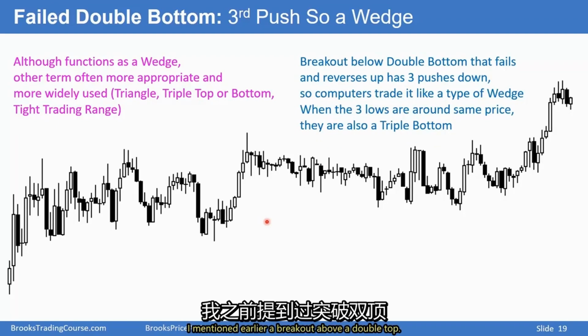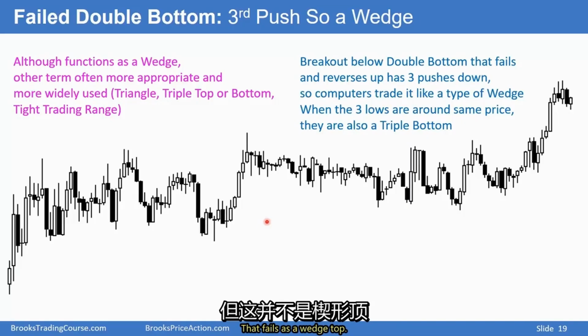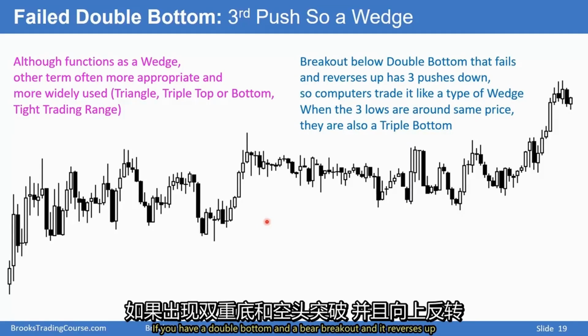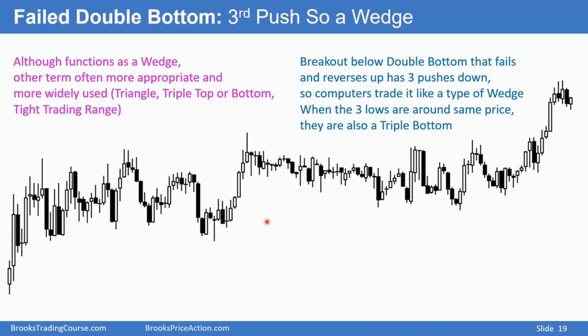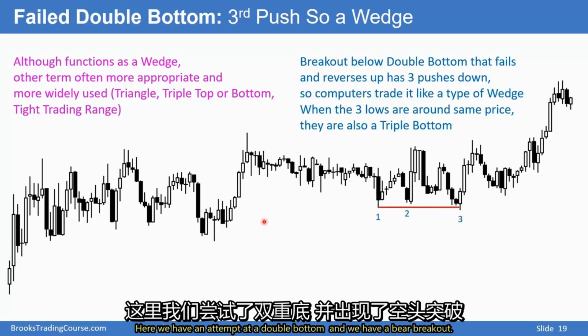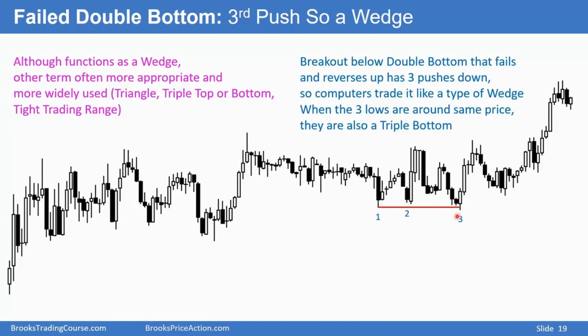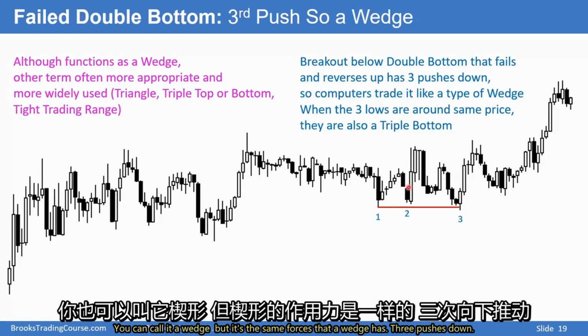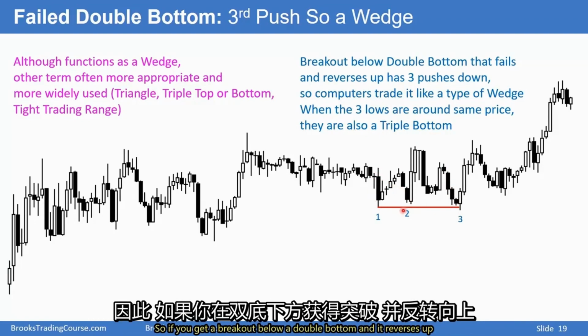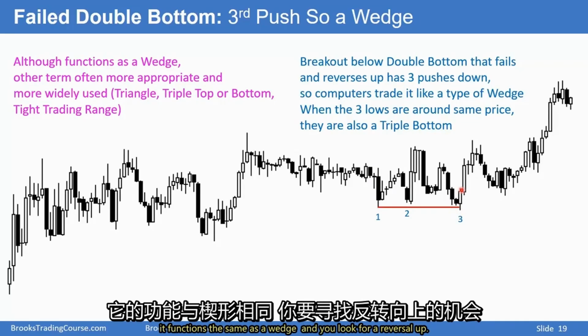I mentioned earlier a breakout above a double top that fails is a wedge top. If you have a double bottom and a bear breakout and it reverses up, you have 3 pushes down. Computers will treat it like a wedge. Here we have an attempt at a double bottom, and we have a bear breakout. 3 pushes down, 1, 2, 3. To me, it's functionally the same as a wedge. I could have drawn a line across here. You can call it a triangle, you can call it a wedge, but it's the same forces that a wedge has, 3 pushes down. So if you get a breakout below a double bottom and it reverses up, it functions the same as a wedge, and you look for a reversal up.